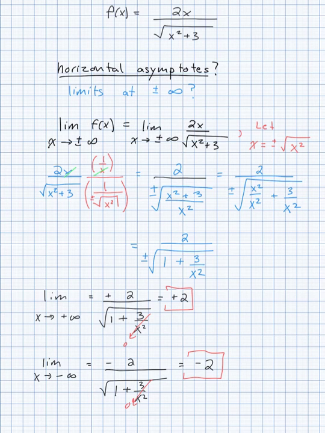And because this is an irrational function, I have a square root in the denominator, I would actually expect to have two different limits. So as x goes to positive infinity, the limit will approach +2, and as it goes to negative infinity, it'll approach -2.